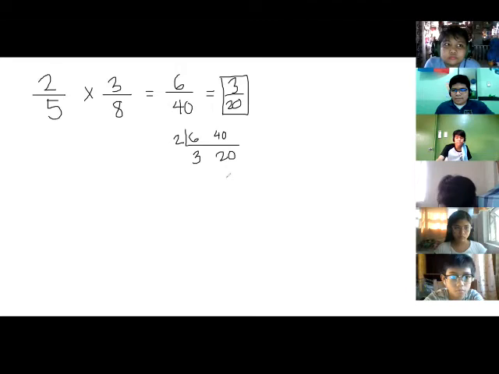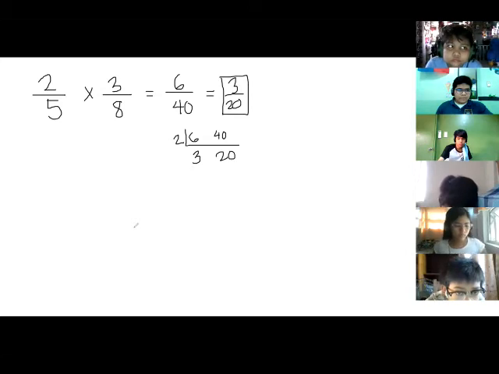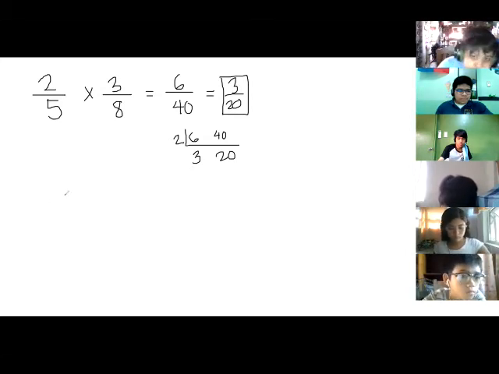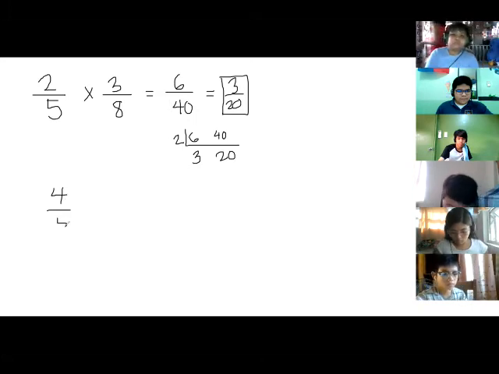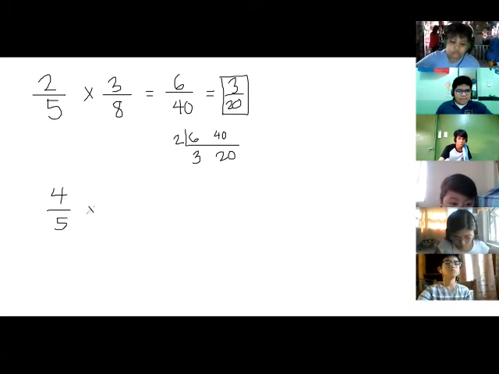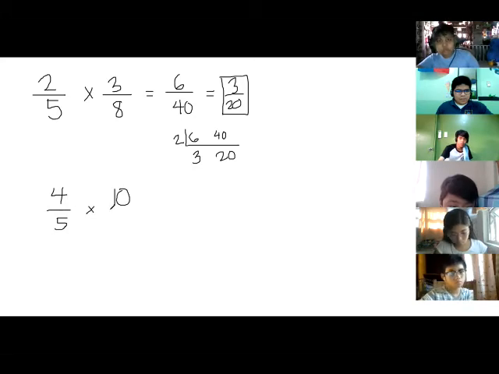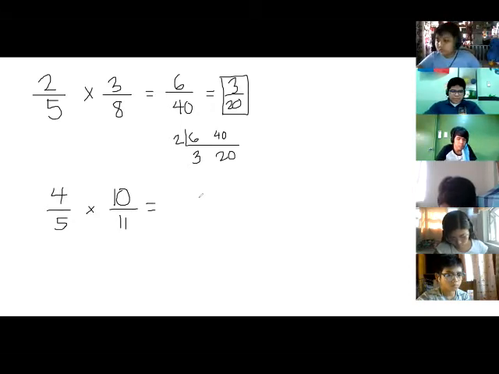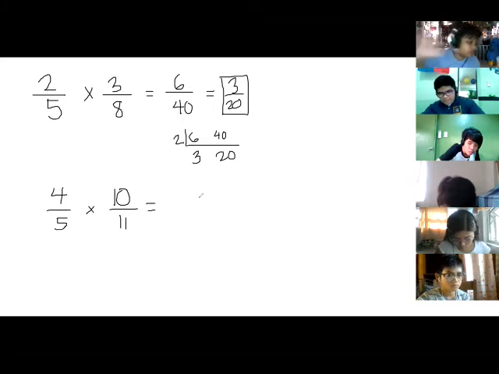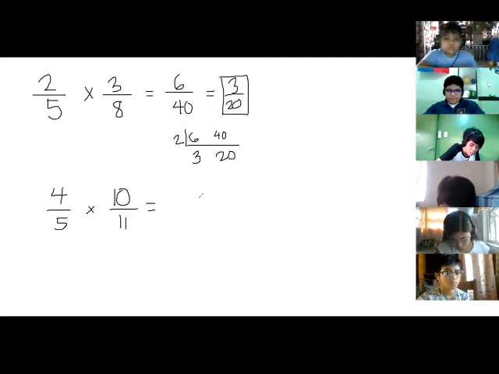Another way you can do that, sige, itry nyo muna yung ganong process by multiplying, try nyo yung 4 over 5 times 10 over 11. Go. Give you 30 seconds. 4 over 5 times 10 over 11, go. Right? Solve, answer.